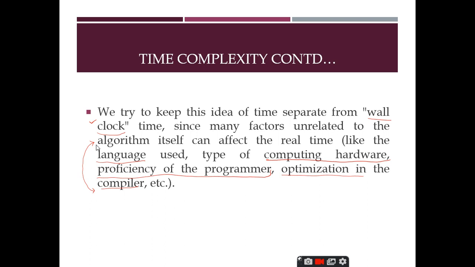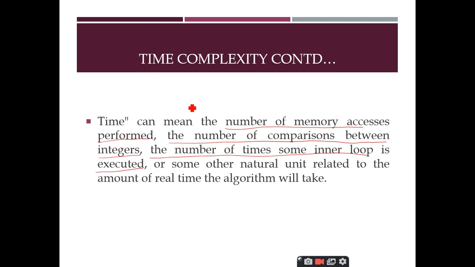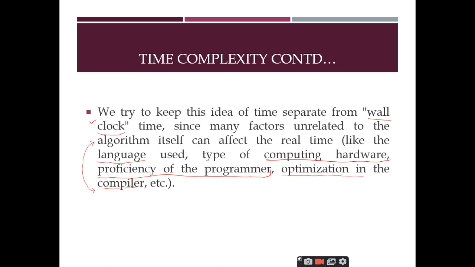Whenever you want to find the time complexity of the algorithm, you should only consider the exact factors that influence it, like the number of memory accesses, the number of times the inner loop is executed, the number of comparisons you are going to perform. These are the original factors on which the efficiency of the algorithm should depend. It should not depend on these external factors. That is what the author is trying to say. Is it clear?